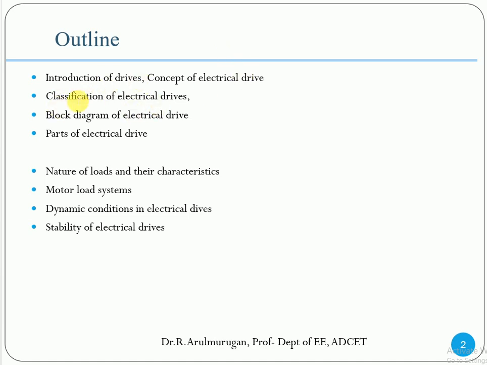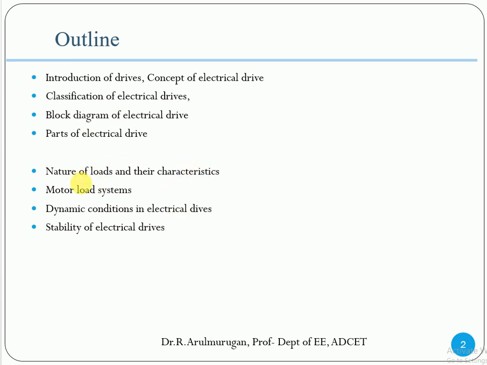The next one is the classification of the drives. Generally 3 types are there: group drive, individual drive, and multi-motor drive. The next one is the block diagram of the drive system. Generally, what types of blocks are there in the drive system? It's a simple source, power modulator and controller, and motor, load system, and sensing unit. These are the parts of the electrical drive.